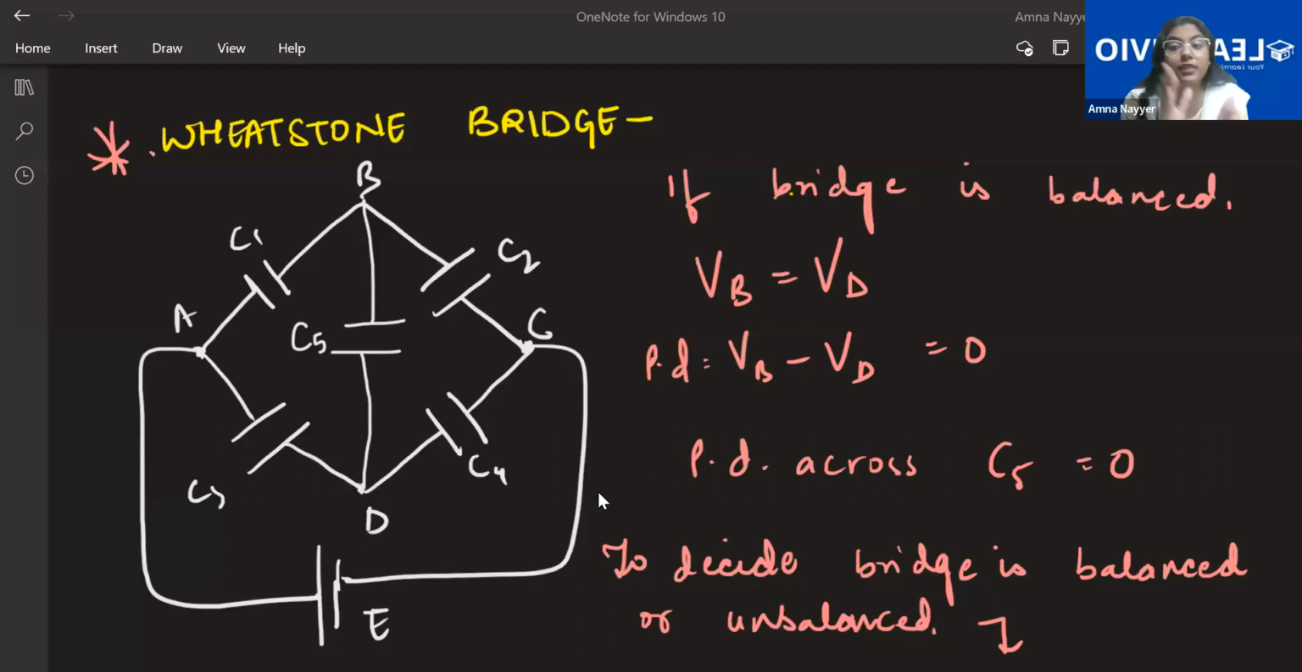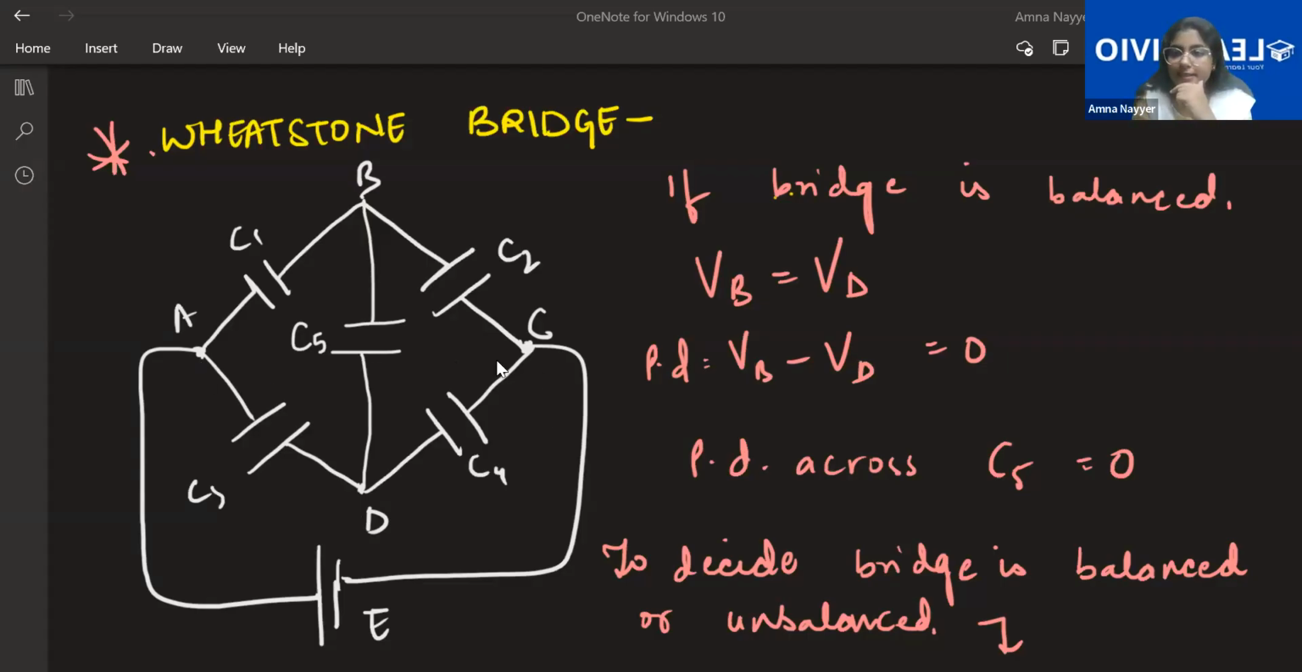But Wheatstone bridge based questions are often asked in your board exams from resistors. So we'll do it in detail in resistors, and we'll do the derivation also in the resistor chapter. Right now, since it can be possible, let's see what the Wheatstone bridge is. This arrangement is called a Wheatstone bridge. Basically, five capacitors will be there. All these are connected in the form of a quadrilateral, and one capacitor will be connected diagonally, which is not joined to the battery.